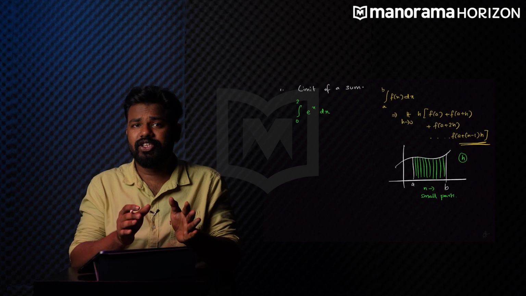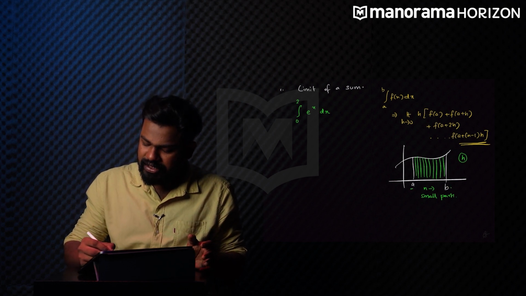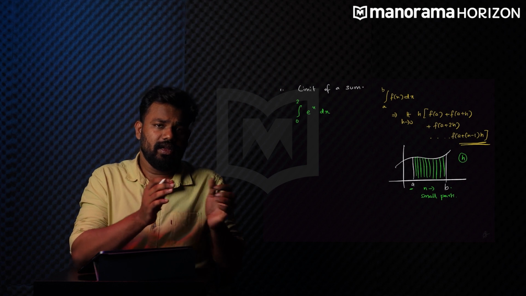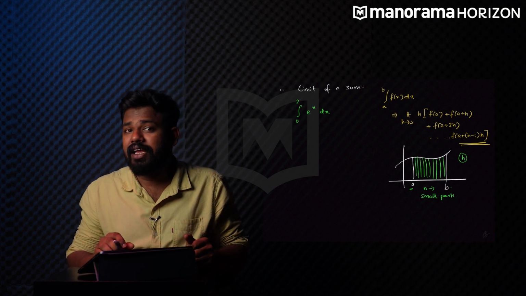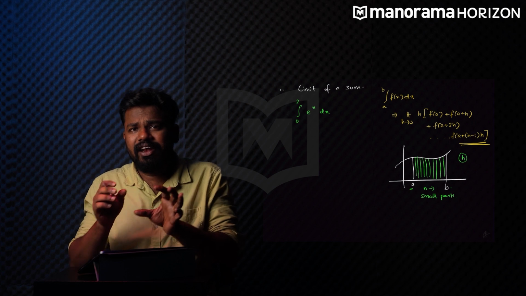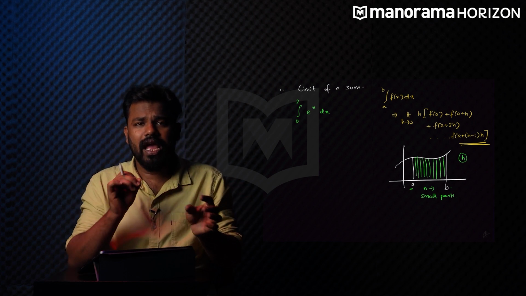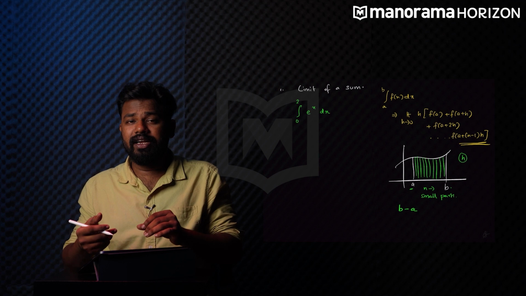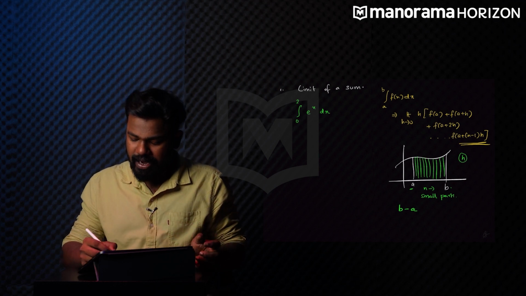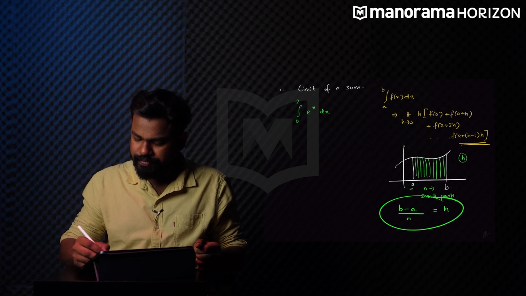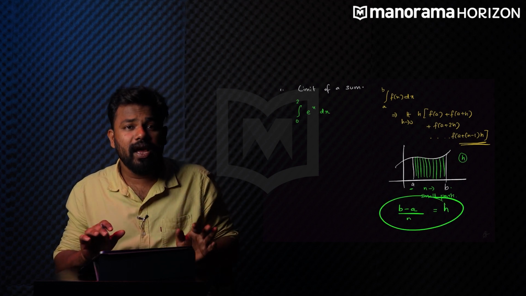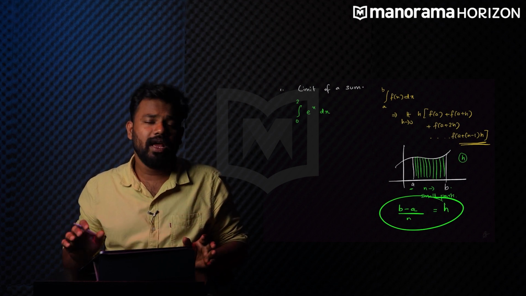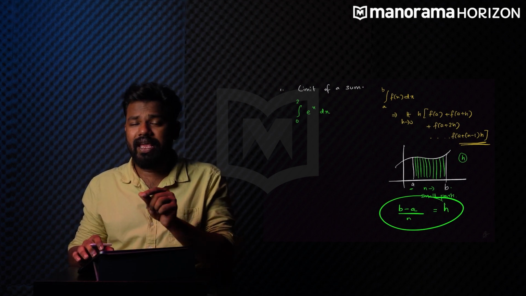Now, how can I find that h? This is from b and this is a, right? That is, the limit is from a and it is ending at b. So that means I can find a relation between this n, h and a, b. Now, what is the relation? What is the difference between b and a? It is b minus a, right? Now, if I take this b minus a, the difference, and divide it by the total number of parts, that is n, will I get the width h? Yes. So, we know that b minus a by n is equal to what? h. So, this is the relation between b, a and h.